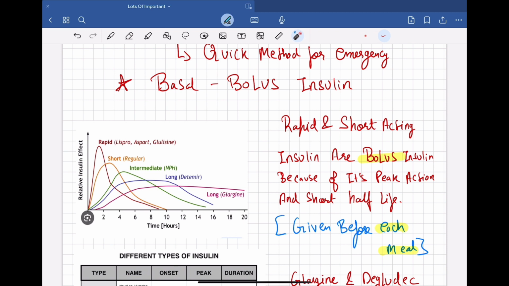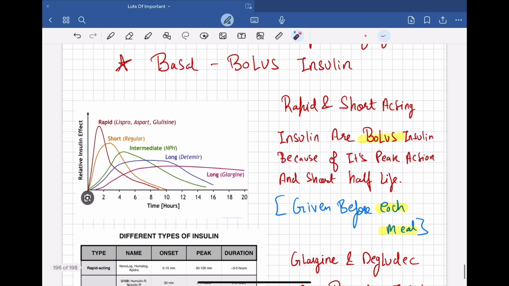Now, as you understood why we give basal bolus insulin, let's learn that rapid insulins like lispro and aspart are the bolus insulins which peak at 2 to 4 hours and leave the body shortly. The short insulin peaks at 2 to 4 hours and acts till 6 hours in our body. The intermediate acts till 12 hours, and the long acting works for 24 hours. See, you can notice here that the detemir is having a peak, but the glargine is not having the peak.